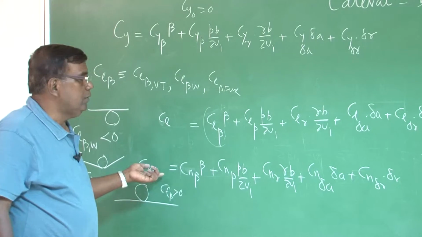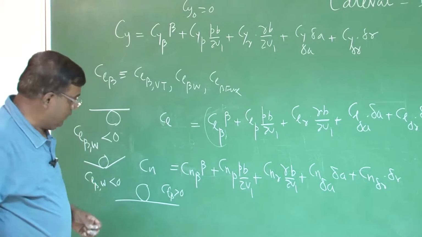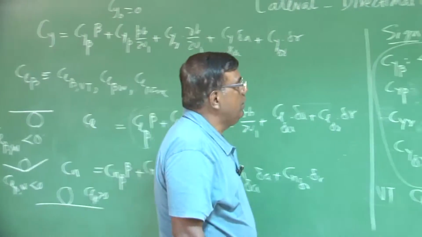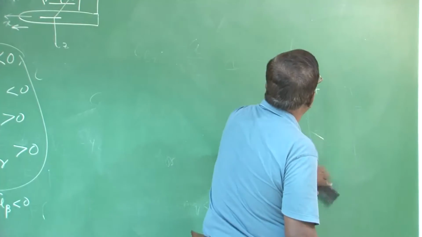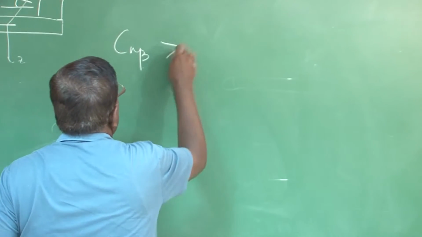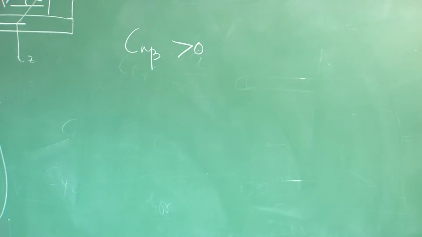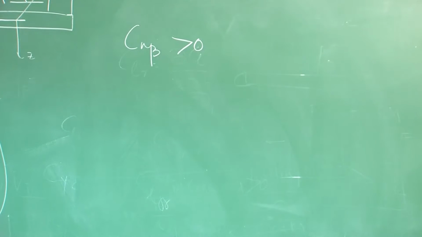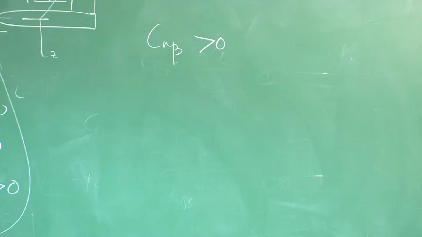Now let us talk about Cn. If I come to Cn, let us see what is the sign of Cn beta. Cn beta, you have no confusion, it has to be greater than 0 if it is statically stable in the directional case, right?